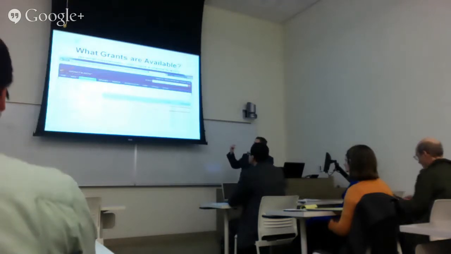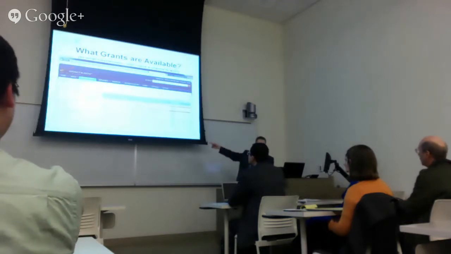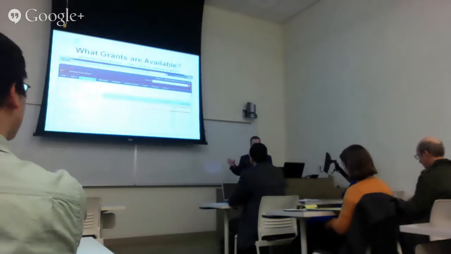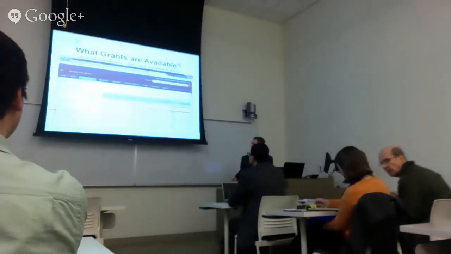For small businesses, you don't want to mess with that. R21, it's a step below R01s, right? So that's kind of a maybe. If you have to do an R-type grant, R21 is kind of a maybe for small businesses.